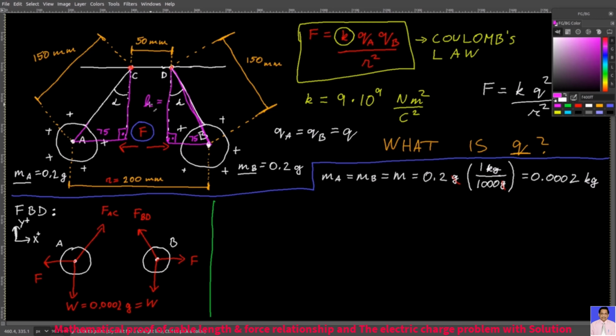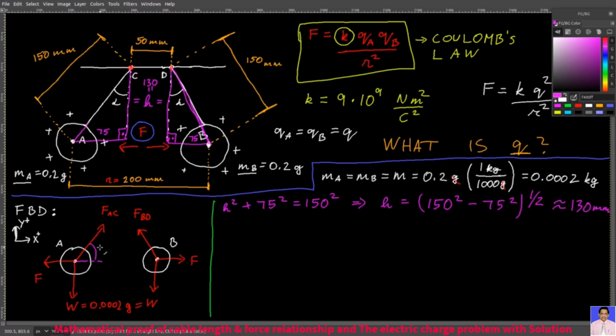And now to calculate this h, we can use the Pythagoras theorem for that. H squared plus 75 squared equals 150 squared. And so we can say that H equals the square root of 150 squared minus 75 squared. That will give me approximately 130 millimeters. So your H is 130 millimeters.